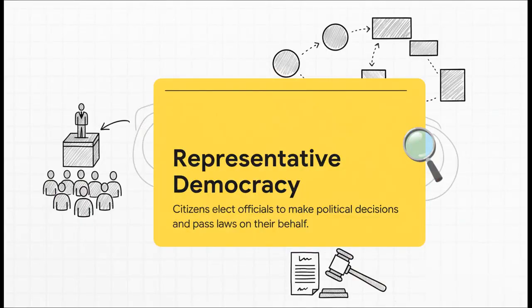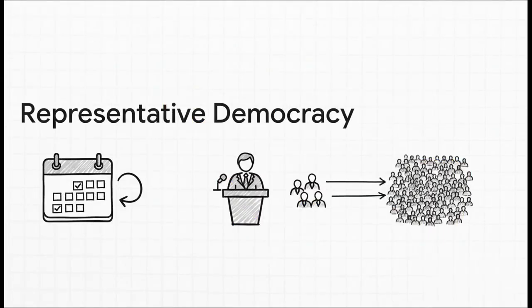Okay, now let's contrast that with the model that's way more common today, representative democracy. The people are still in charge, but they rule indirectly. What they do is delegate their power by electing officials to represent them and make those big decisions for them. This whole system is built around the idea of regular elections. We vote for people, politicians, whose full-time job it is to dig into the issues and govern on our behalf.